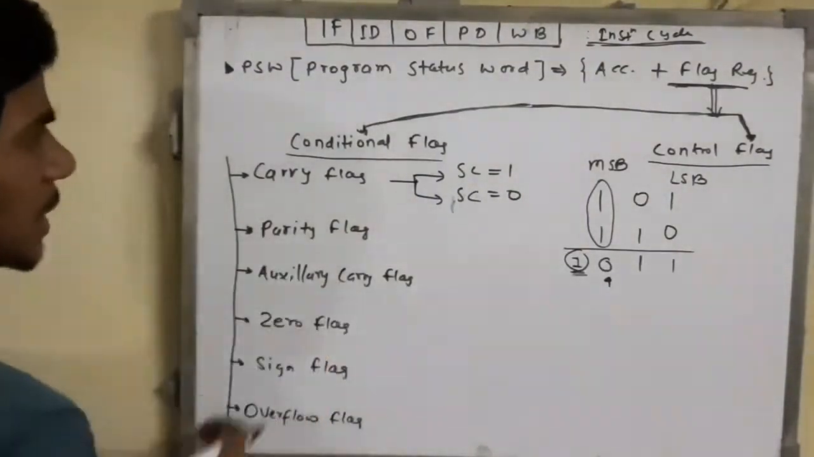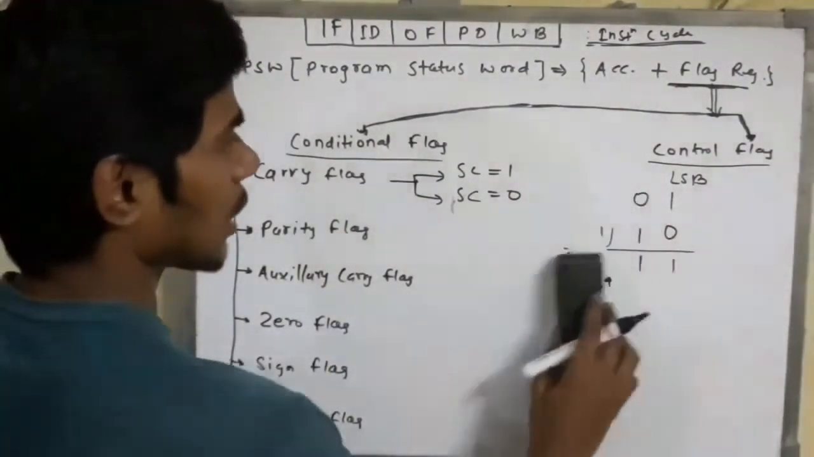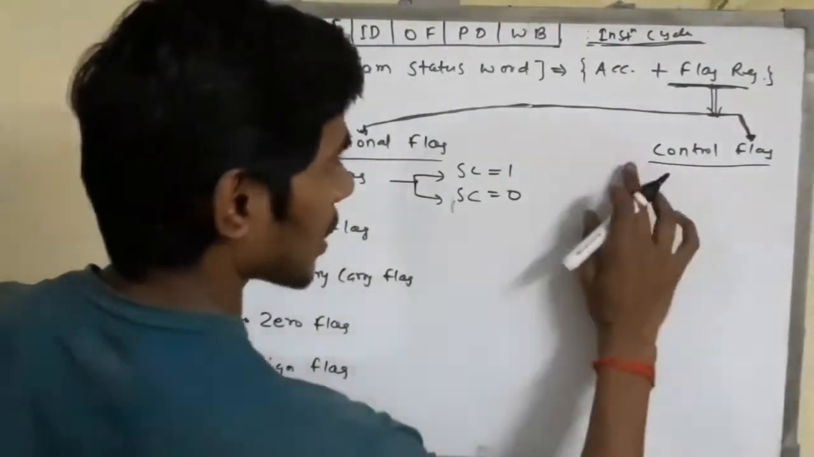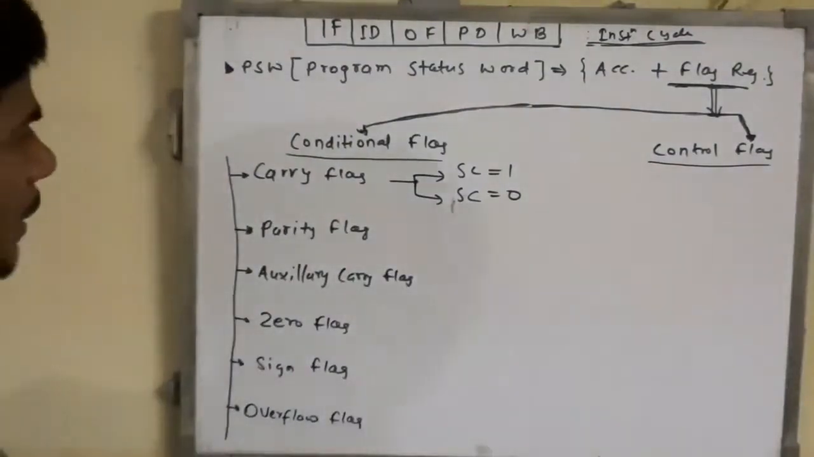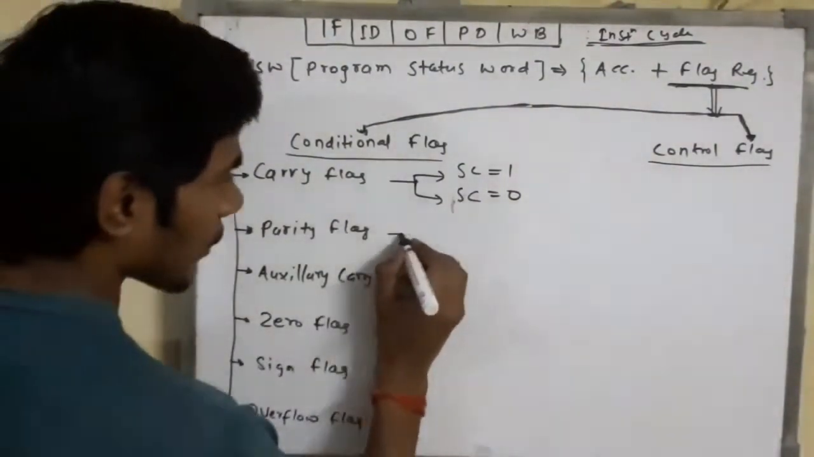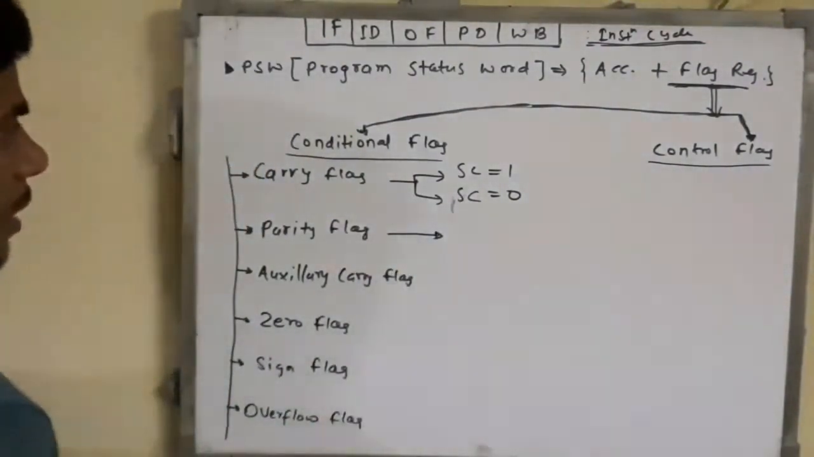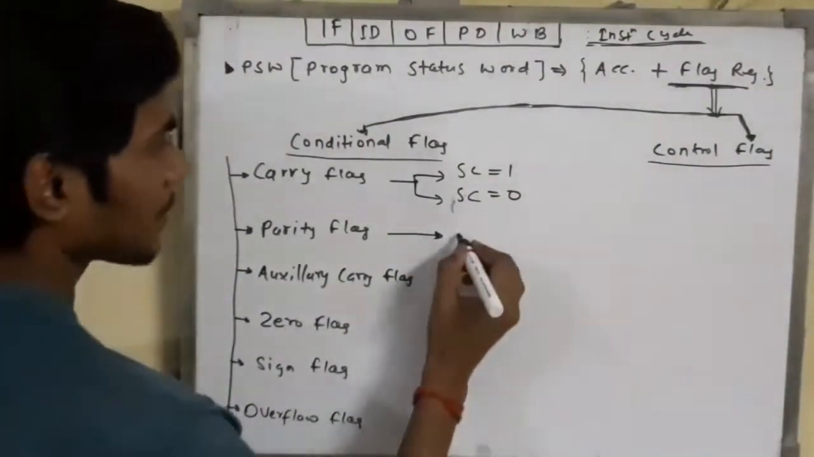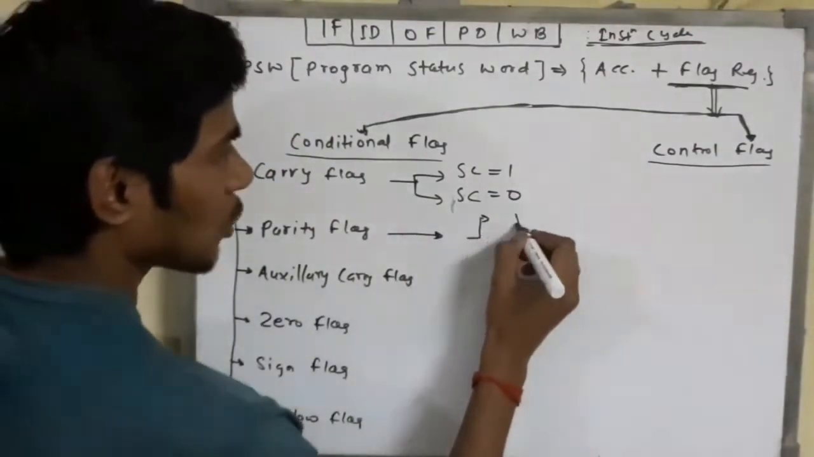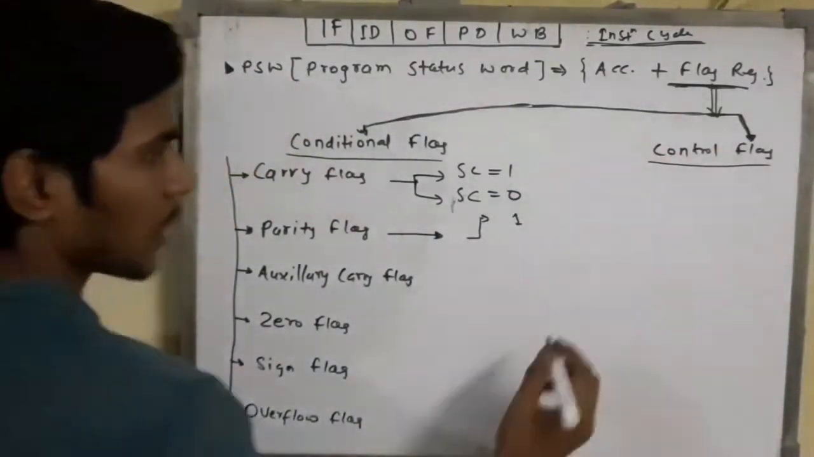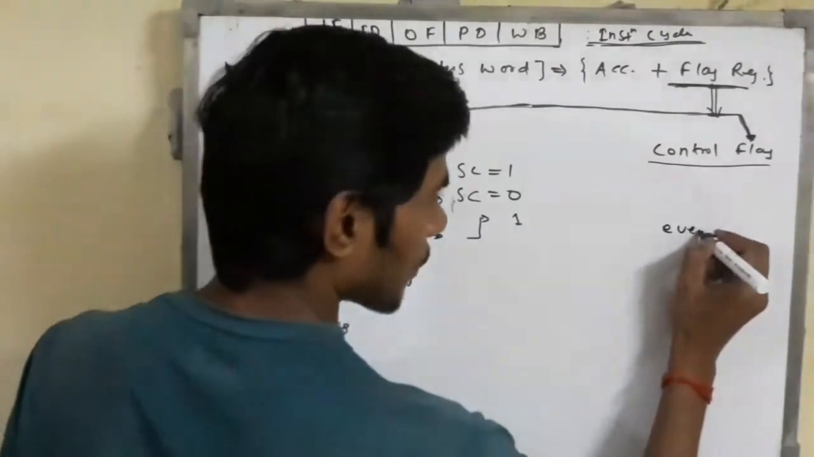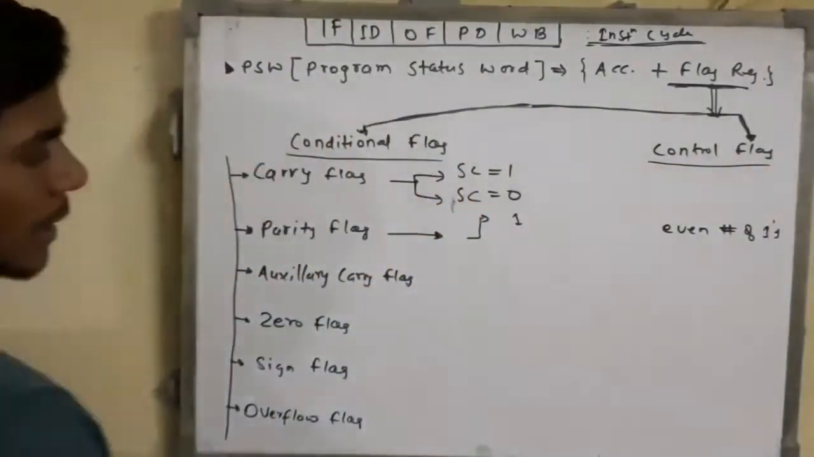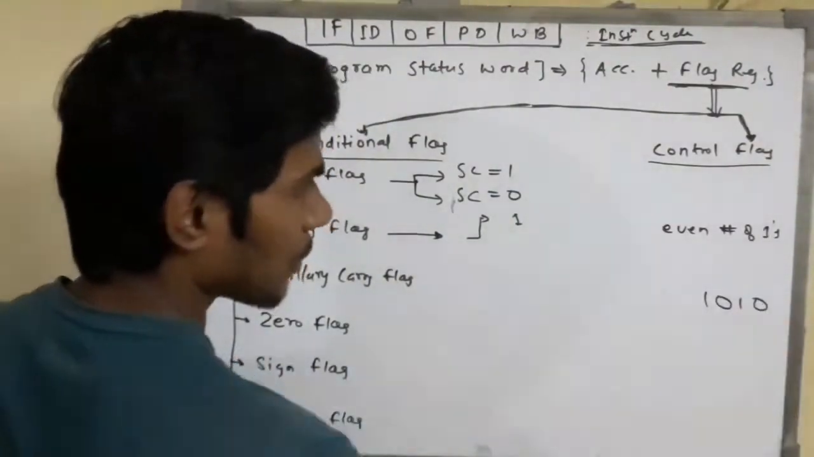So the first one is the carry flag. We have seen that we are just storing whether there is some carry bit present or not. Next is the parity flag. We are going to set the parity flag to 1 if there is an even number of 1s. Like this is the value.